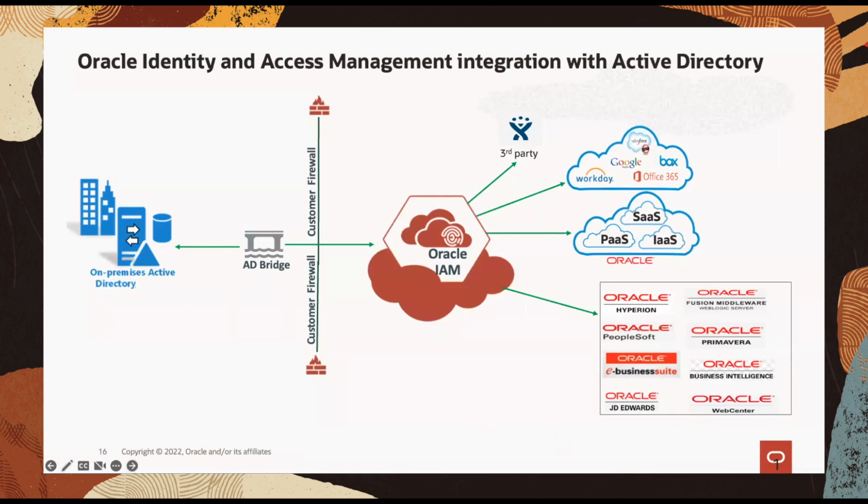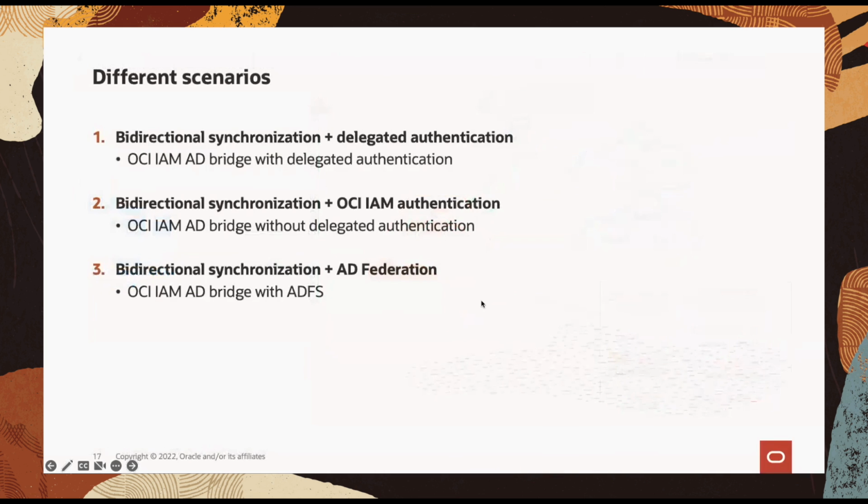Okay. So there are different kinds of scenarios where the customer would prefer using the Active Directory authentication with the OCI IAM. So I tried to capture a few of these scenarios, right? Some customers say, okay, we have a requirement: how can we use the same existing Active Directory credentials to log on to the OCI IAM?